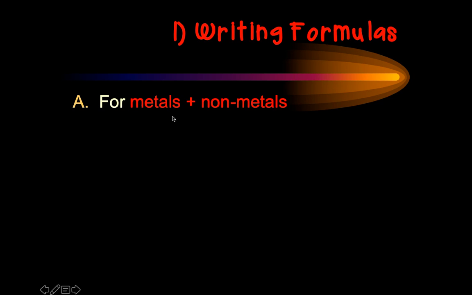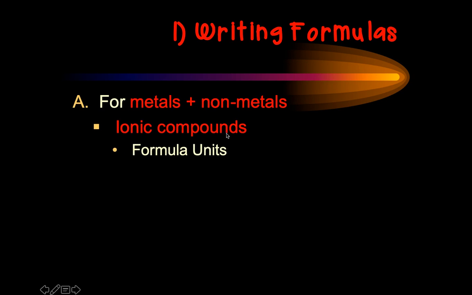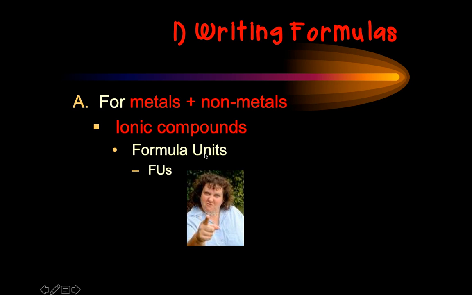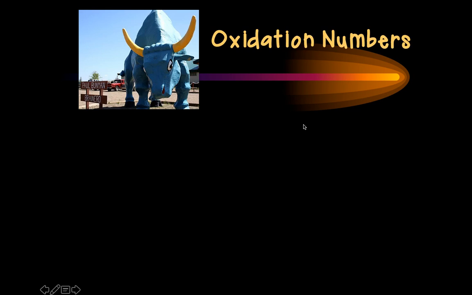So if we're taking a metal element from the left side of that stair-step line and combining it with a non-metal element on the right side, these are the rules for writing that formula. These are ionic compounds, meaning that the resulting answer when we're done writing the formula would technically be called a formula unit, which remember we abbreviate as FU. So it's one of those times you get to say that and not get in trouble. So metals plus nonmetals, those are ionic compounds. That's the type of formula we're talking about first.